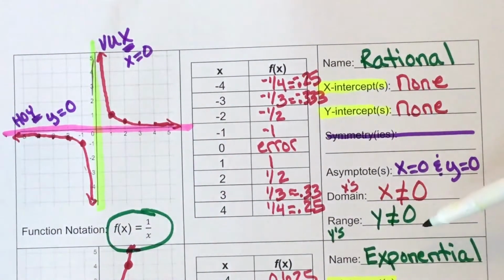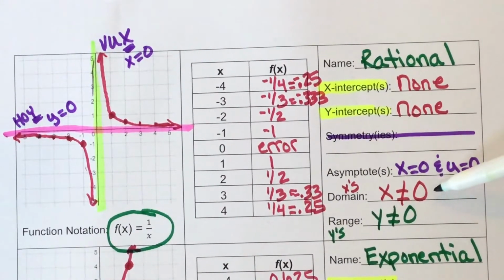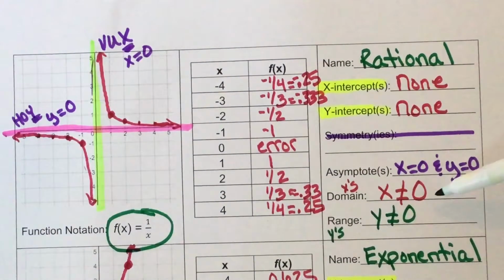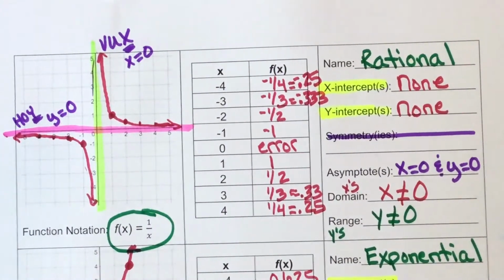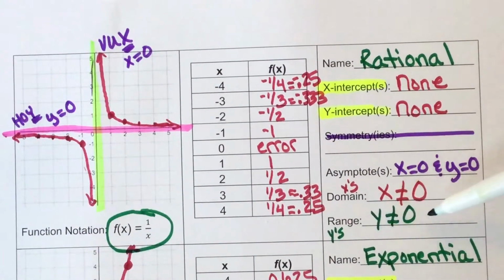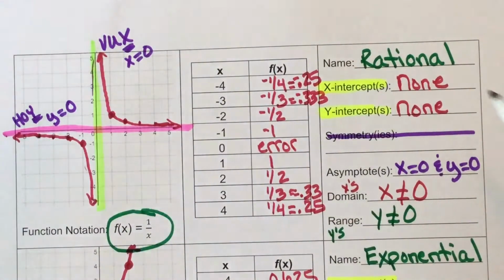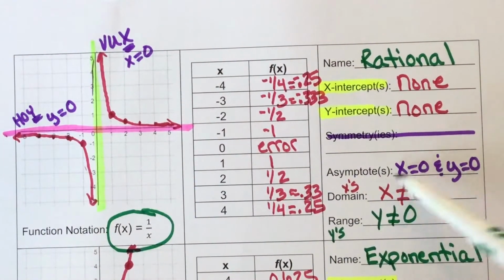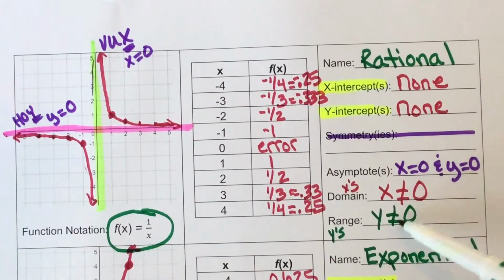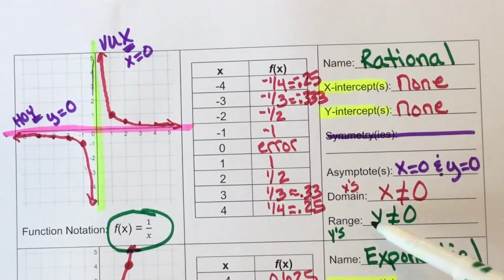So one way I could say this is all real numbers except y equals 0. And this one I could say all real numbers except x equals 0. But it's just easier to write x can't be 0 and y can't be 0, which means it can be everything else out there. So if you can remember what your asymptotes are, the domain and range just go hand in hand with them, except for domain, the x can't be 0, and for the range, the y can't be 0.